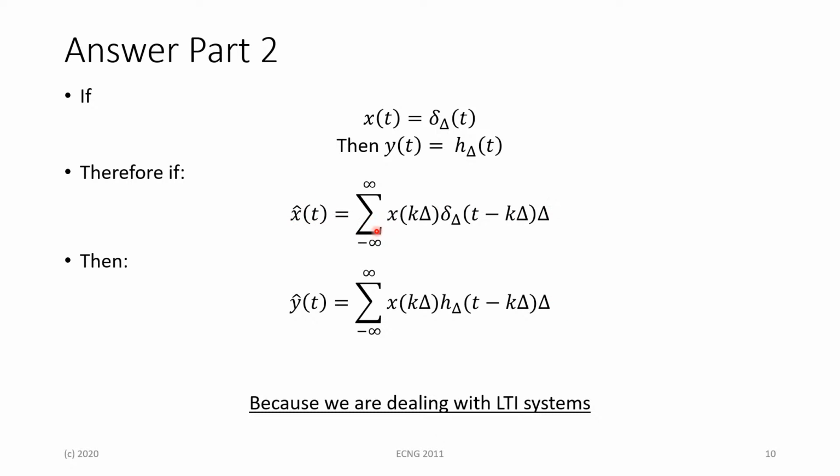So the x of t hat signal will have the same evaluation as if we were doing it for the summation of all those rectangles that we just saw. And when we apply it to our y hat of t signal, it comes like we're just multiplying by the x of k delta signal. And this delta delta signal now becomes h delta with the same time shifts as well. These properties only hold true in particular because we're dealing with linear time invariant systems.